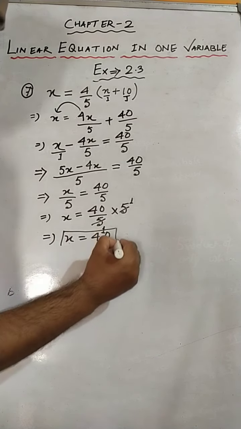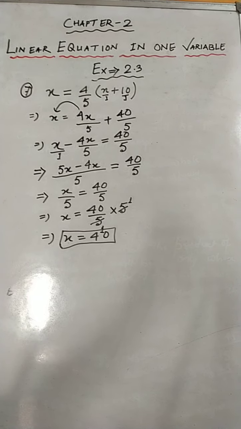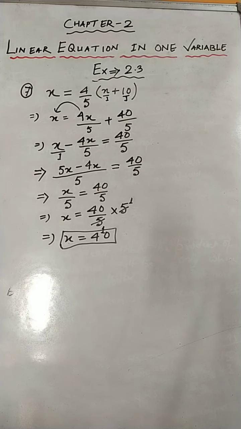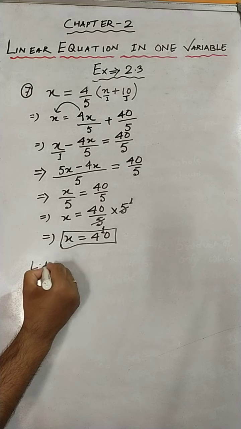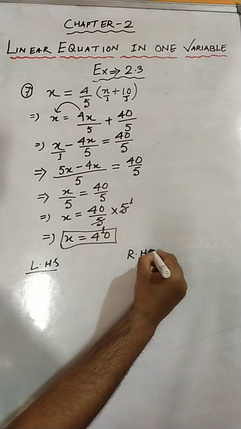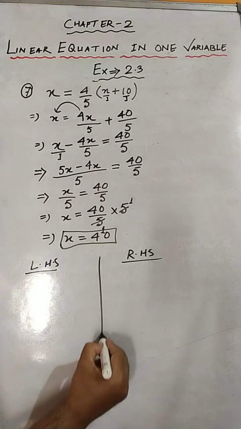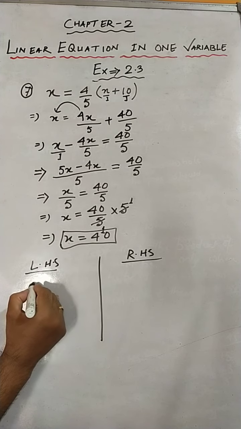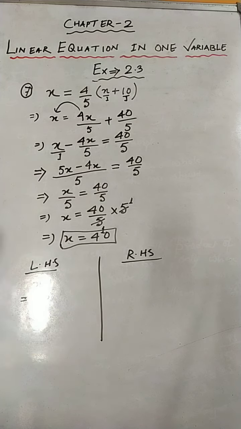Now this is what we have to check whether the answer is right or wrong. So what we have to do? Yes, definitely we have to check LHS and RHS. Okay, so we have to check the value, that is LHS and RHS. Okay, so what is there in LHS? We'll put the line like this. LHS we have x. So in place of x we'll write 40. So answer of LHS is 40.